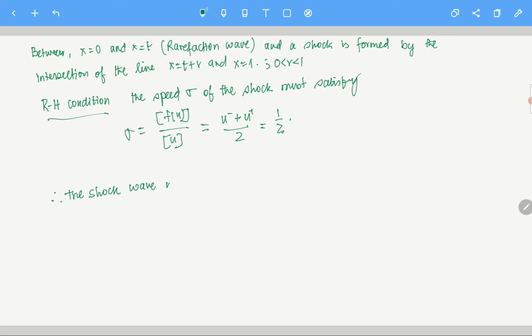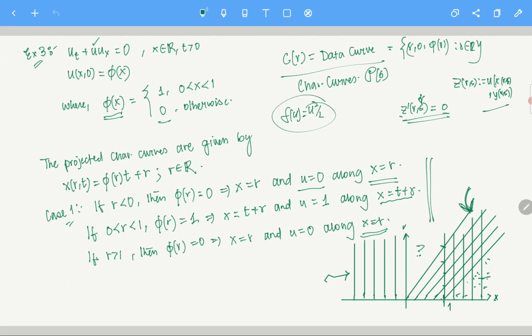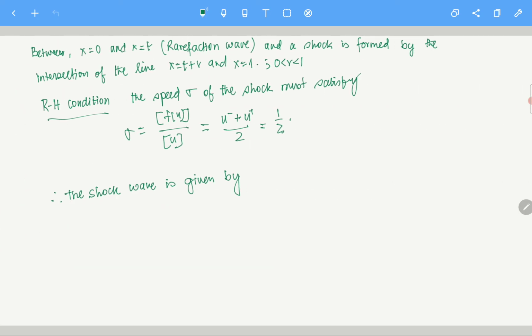Therefore, the shock wave is given by x equals sigma t. Sorry, not x equals sigma t, x equals xi of t, where sigma is xi prime of t. I'm sorry about it. So it is given by x equals 1 plus t by 2.